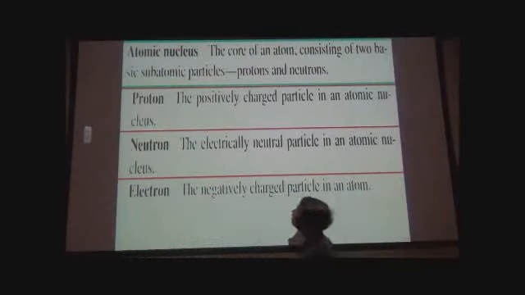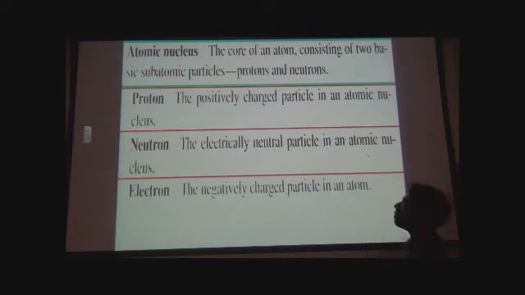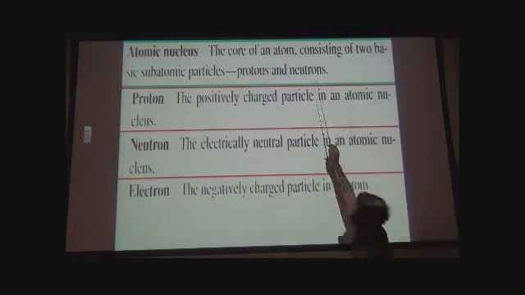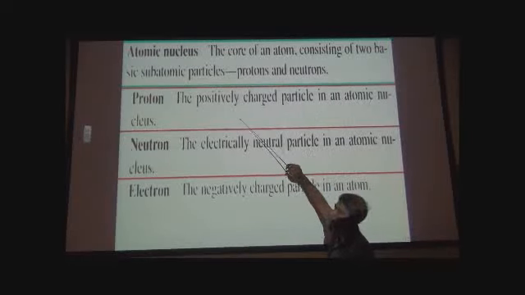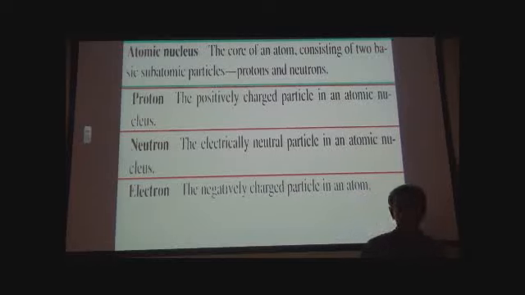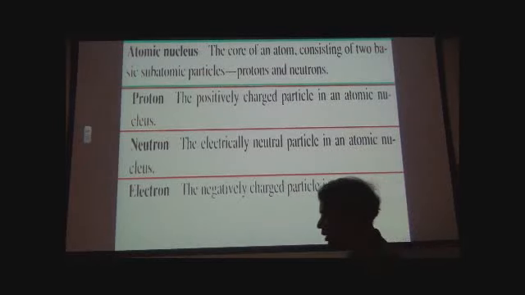The atomic nucleus is basically the core of the atom, the insides of the atom. Okay, there is a periodic table in this room. So the core of the atom is the nucleus. The nucleus contains protons and neutrons. The proton is the positively charged particle in the nucleus. The neutron is neutral. And outside of this are the electrons.